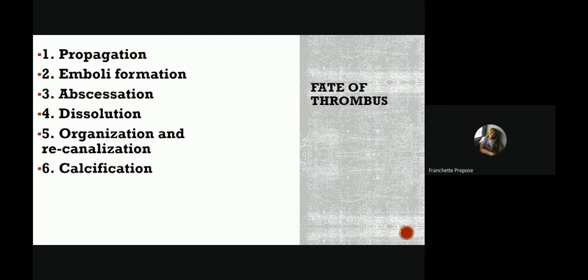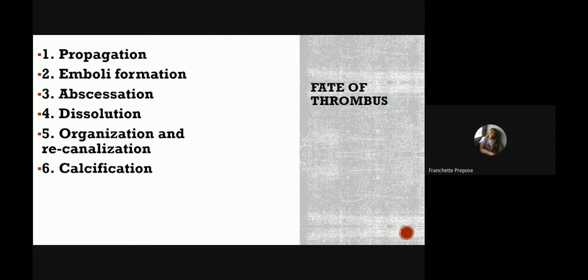Enzymes derived from leukocytes and platelets begin to digest the thrombus. At the same time, fibroblasts and capillaries proliferate and invade the base of the thrombus. Next is the calcification. Since a thrombus contains degenerating and necrotic tissues, it may undergo dystrophic calcification.